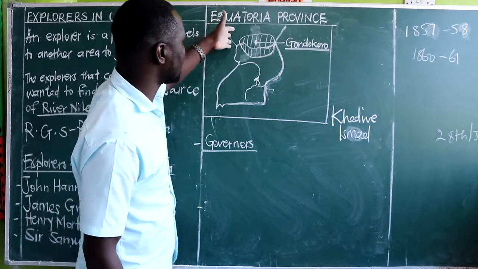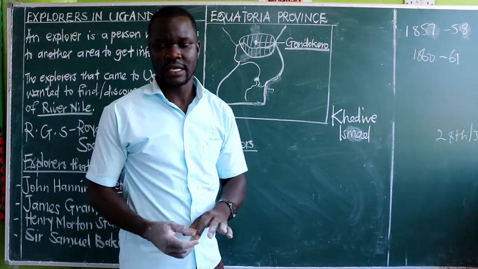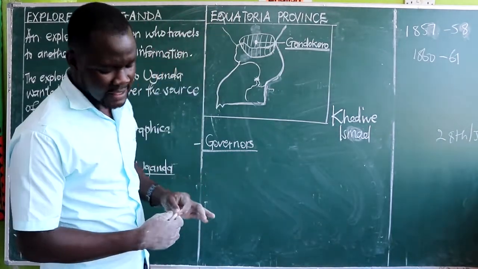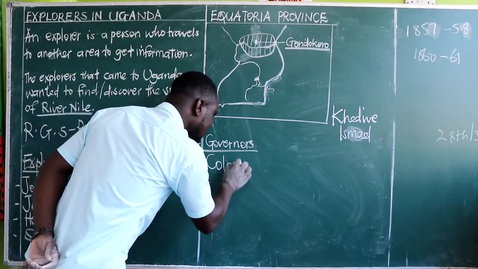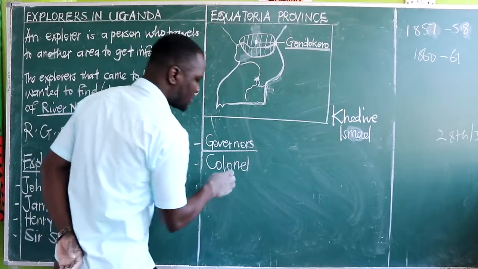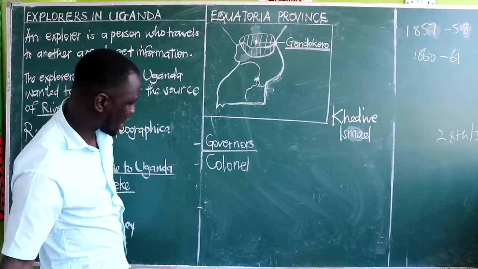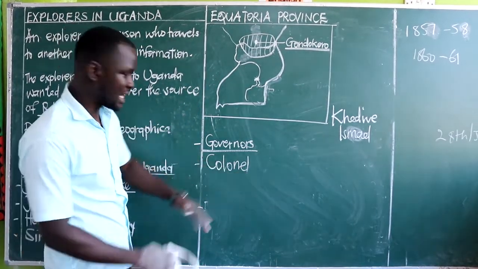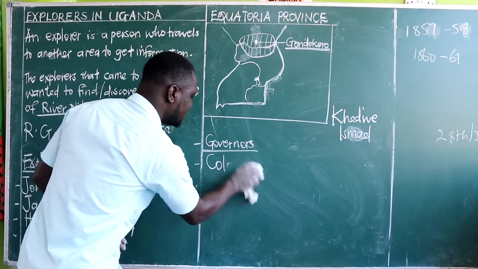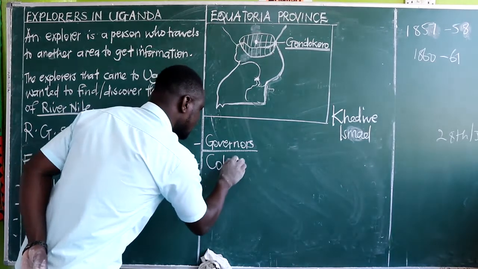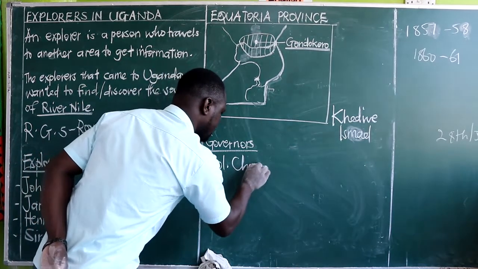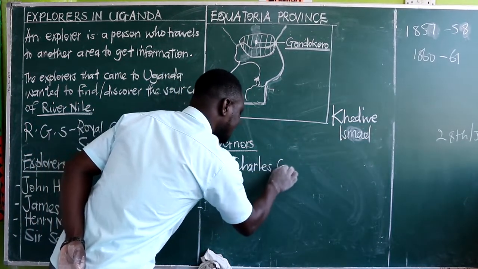Therefore, when Sir Samuel Baker returned, these Egyptians appointed Sir Charles Gordon, who was a colonel. We write the word colonel like this. Sometimes we abbreviate it, we write it in short. Charles Gordon.